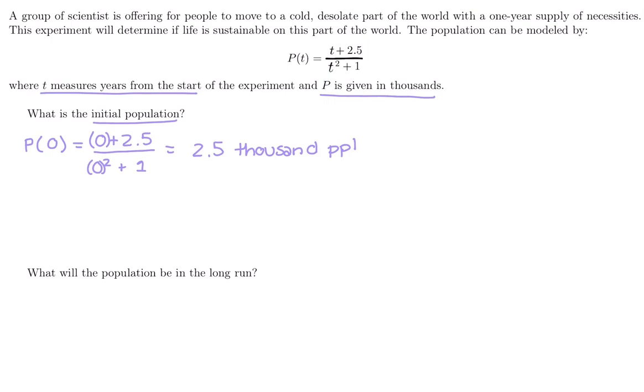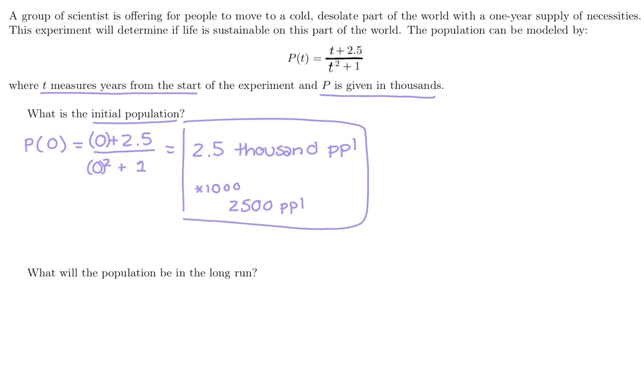If you want to make more sense of that, it is definitely possible. Just do 2.5 times 1,000 and see that there were initially 2,500 people. So 2,500 people or 2.5 thousand people trying to sustain life for a year, and we'll see what happens with the population in the long run.